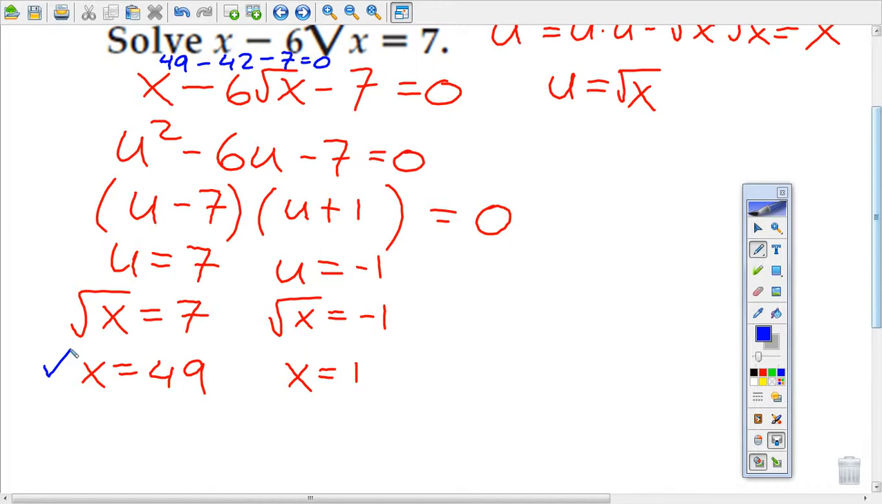Okay. Now let's try the 1. What's the square root of 1? 1. So does 1 minus 6 minus 7 equal 0? No. So this one does not work. It is an extraneous solution. So in fact, there is only one solution to this one. X equals 49. Beware of the extraneous solution.